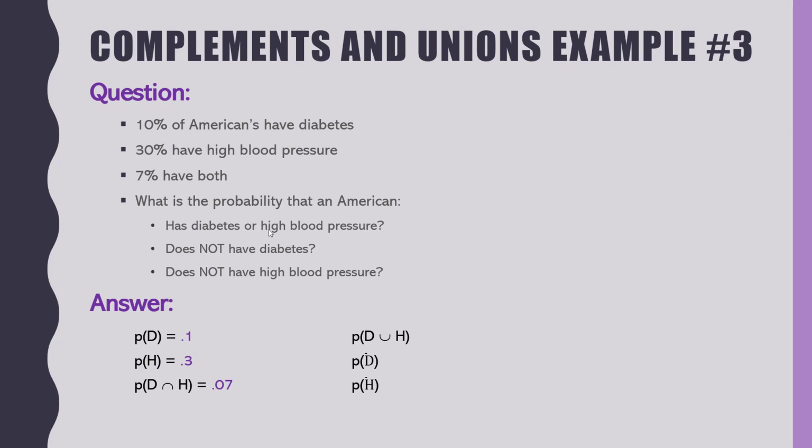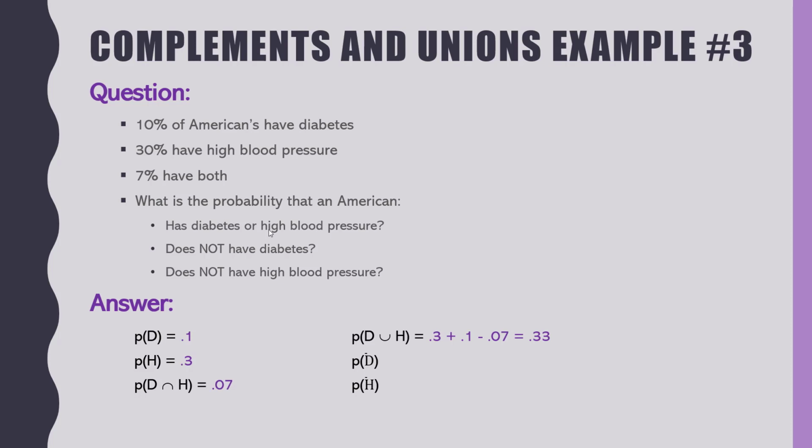But what's the probability of D union H? What's the probability of that? Using our formula, we get 30% plus 10%, sorry, minus 7%, which gives us 33%. Make sense? That's just using the formula from earlier. It's the probability of having diabetes plus the probability of having high blood pressure minus the intersection of both, because that just gets rid of duplicates when you're doing counting, okay? And if that's fuzzy, go back to the set theory videos.